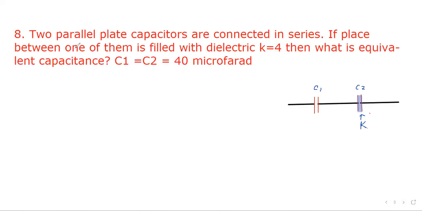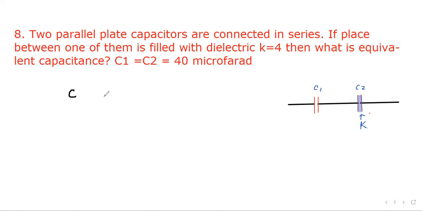Question number 8. Two parallel plate capacitors are connected in series. If the space between the plates of one of them is filled with a dielectric of constant K equal to 4, then what is the equivalent capacitance? Given C1, C2 are 40 microfarad. This is C1, this is C2, and the space between the two plates is filled with dielectric constant K. We have to find out the equivalent capacitance.